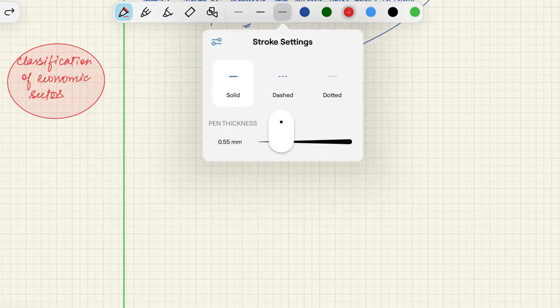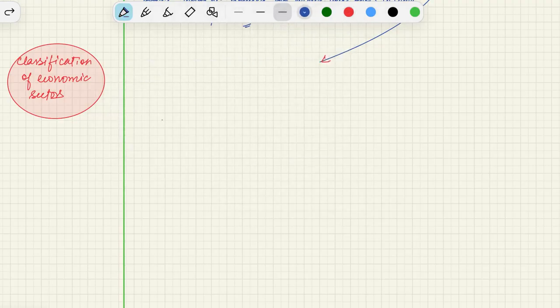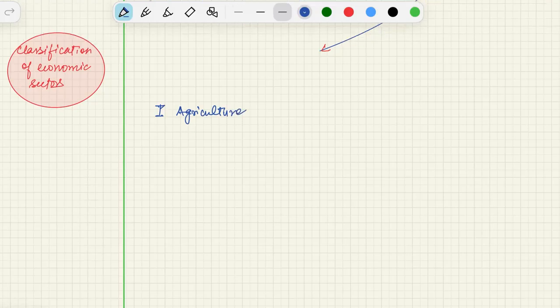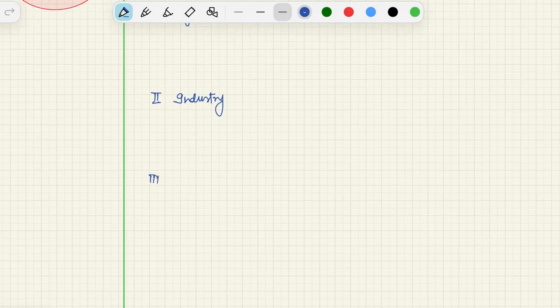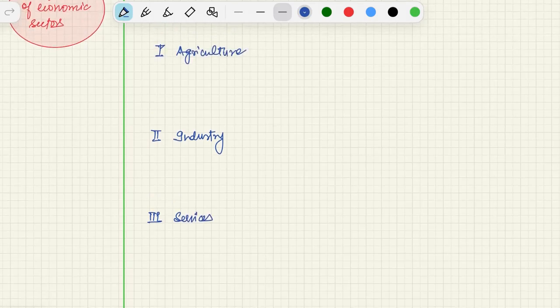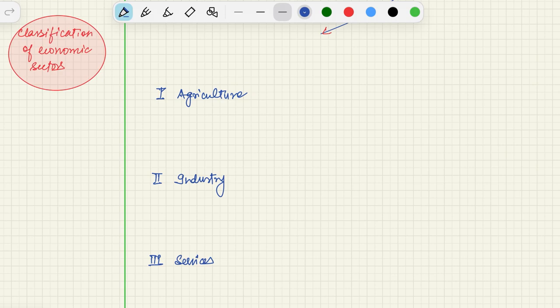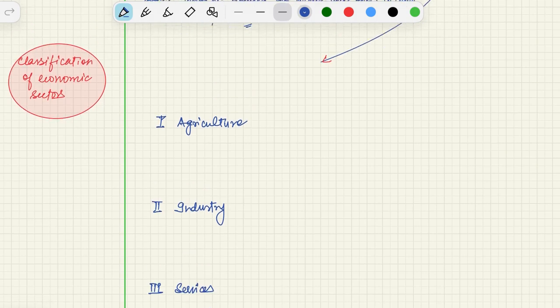Generally there are three sectors. The first one is agriculture, the second one is industry, and the third one is services. I hope you understand. For agriculture, we say agriculture and allied activities.